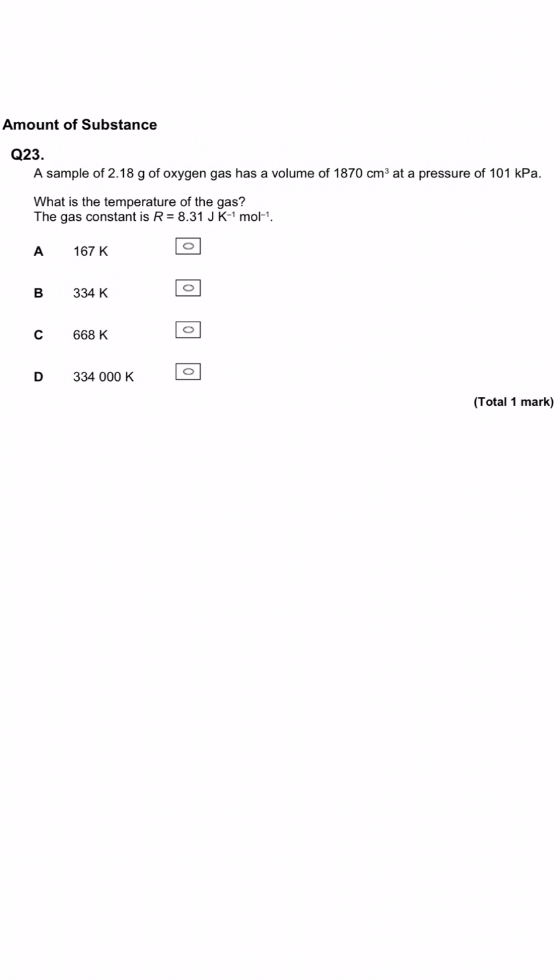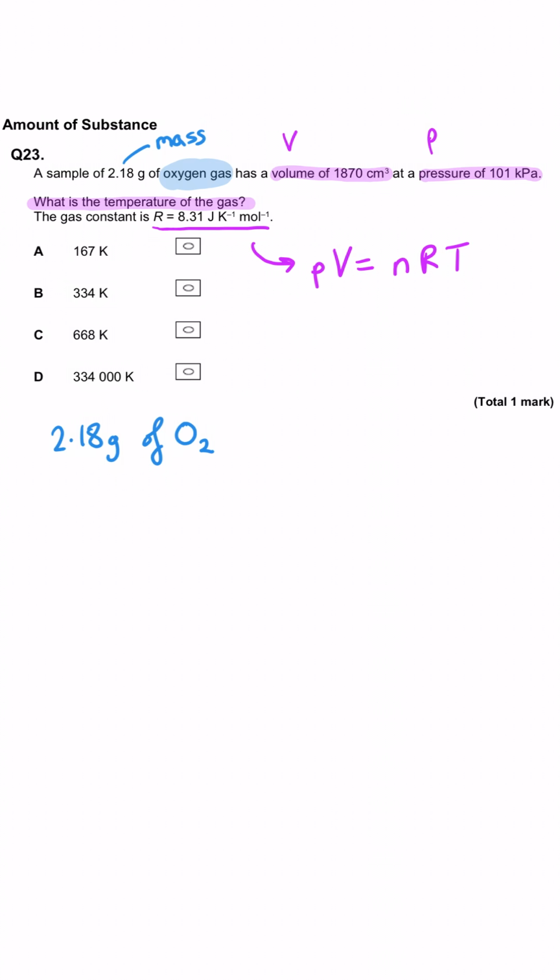This question is about the ideal gas equation, and we've been told that there is a 2.18 gram mass of oxygen gas. Oxygen's diatomic, so it will be O2. And it's got a volume of 1,870 cm cubed and a pressure of 101 kilopascals. And we've been asked what the temperature of this gas is. We've also been told that the gas constant is 8.31 joules per Kelvin per mole, which is a signpost that we need to use the ideal gas equation to do this.